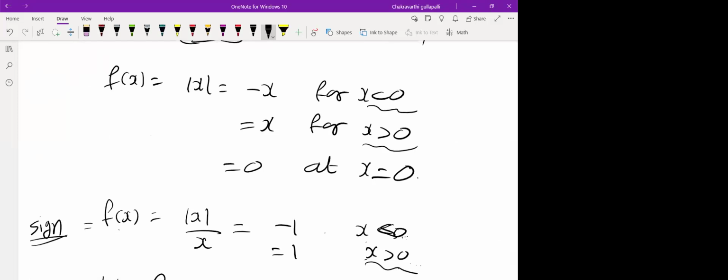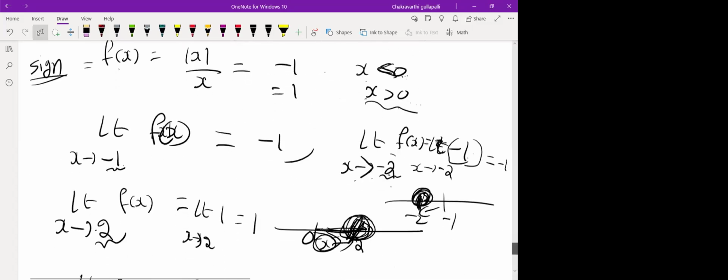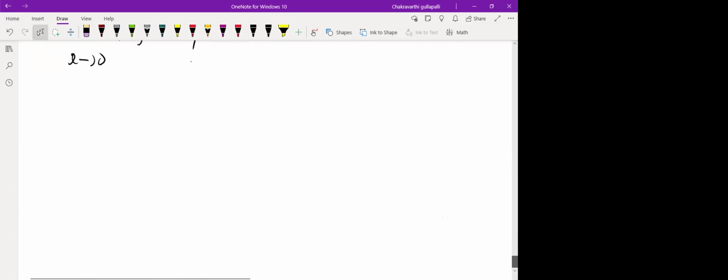So we require a concept that is called LHL and RHL, because it is multi-valued. It is defined differently for different values of x. Therefore, it is a multi-valued function. This is where we require the concept of LHL and RHL.